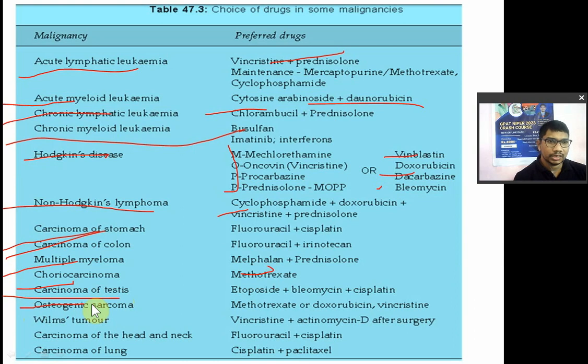ओस्टियोजेनिक कार्सिनोमा में methotrexate, डॉक्सोरूबिसिन, विनक्रिस्टिन. विल्म्स ट्यूमर में ड्रग ऑफ चॉइस होता है विनक्रिस्टिन, एक्टिनोमाइसिन डी. कार्सिनोमा ऑफ हेड एंड नेक में फ्लोरोयूरेसिल, सिस्प्लाटिन. Carcinoma of lung, cisplatin and paclitaxel. So these are the few drug of choice.